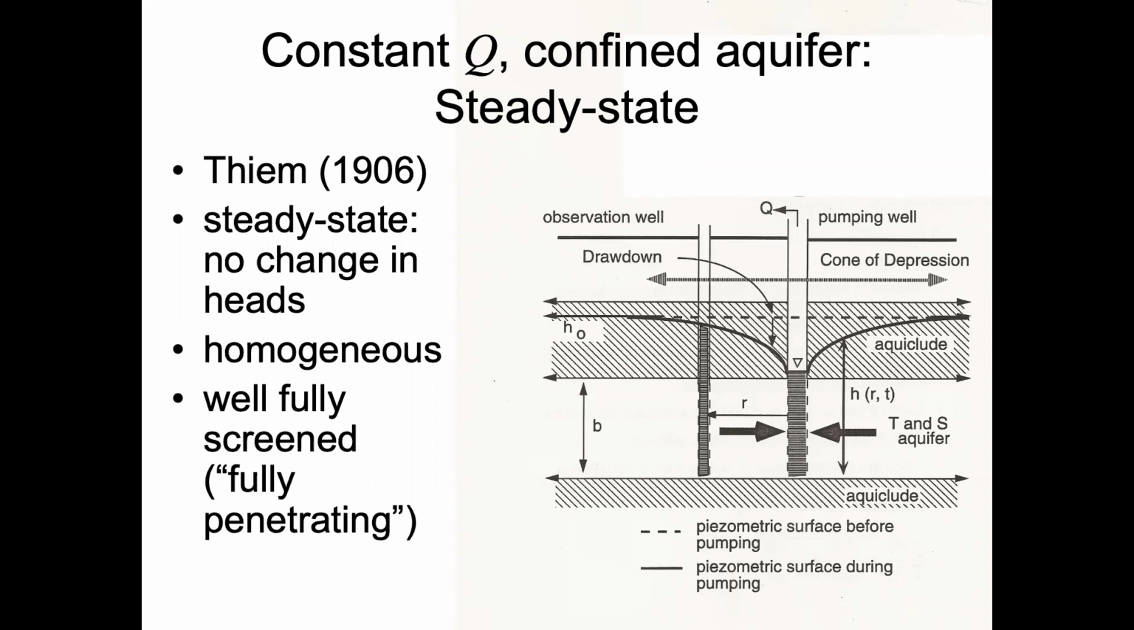And we can say now there's no change that's taking place in the heads as we begin to make our calculations. We're also going to say that the system is homogeneous. And we're going to say that it's isotropic as well. And that the well is fully screened, meaning that it's fully penetrating. So the screen is going over the entire unit of the aquifer thickness itself.